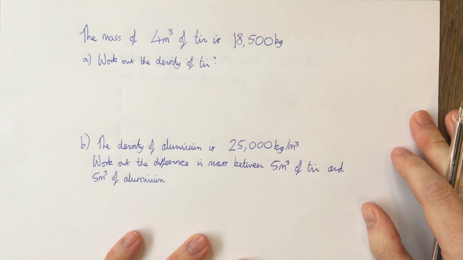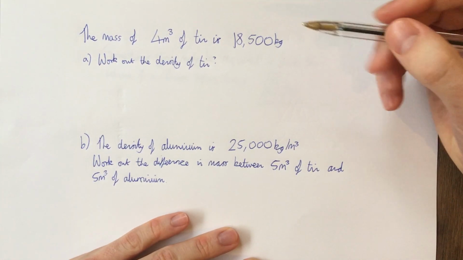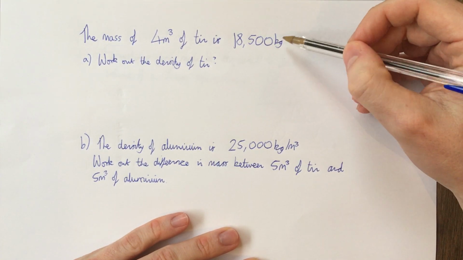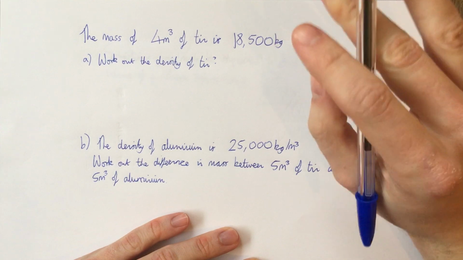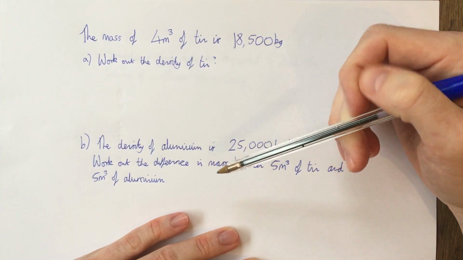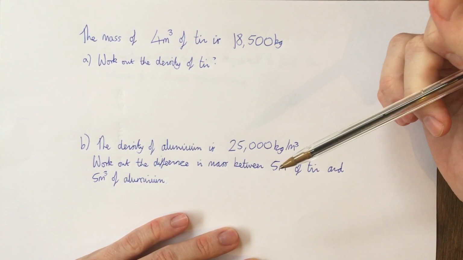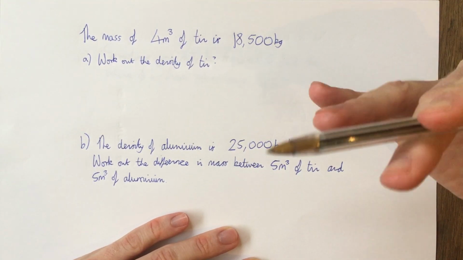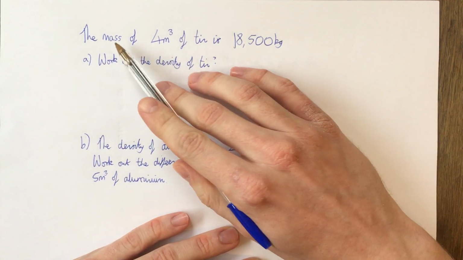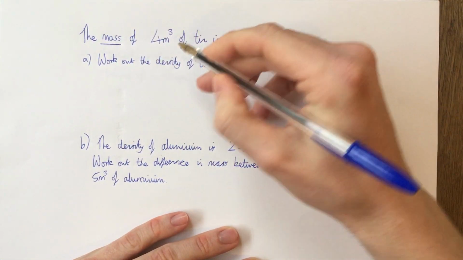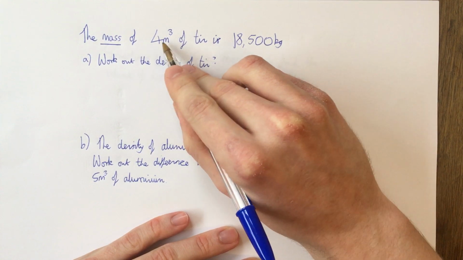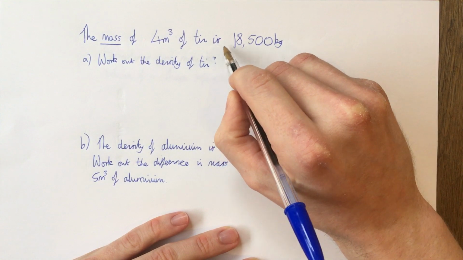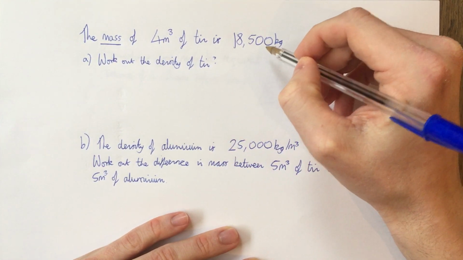Okay, so making sure you can see it in the video. Yep. Right. The mass of 4 meter cubed of tin is 18,500 kilograms. Now, I want to go through something quite quickly here. This is a different type of question and it is more challenging. The first part isn't, the second part will require a bit more thinking. So don't skip the video or anything like that. So the mass of 4 meter cubed of tin is 18,500 kilograms.